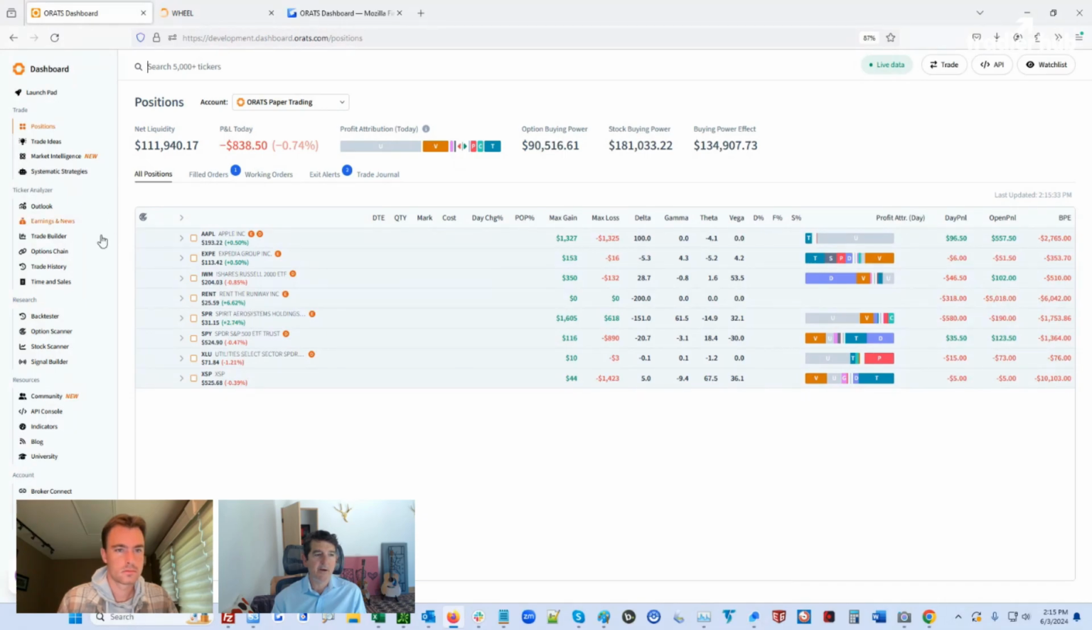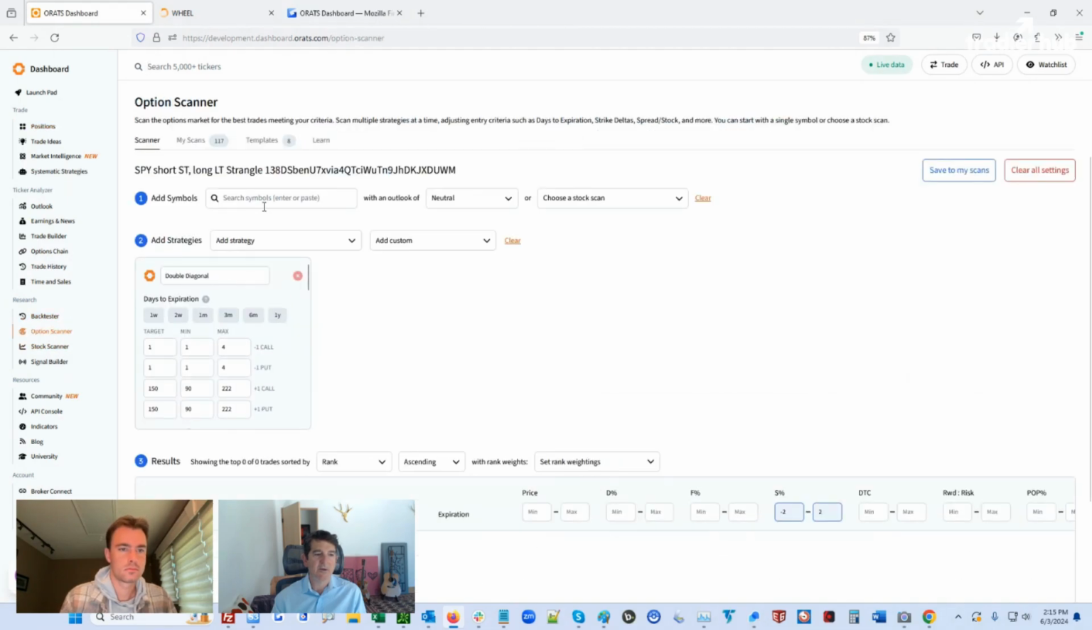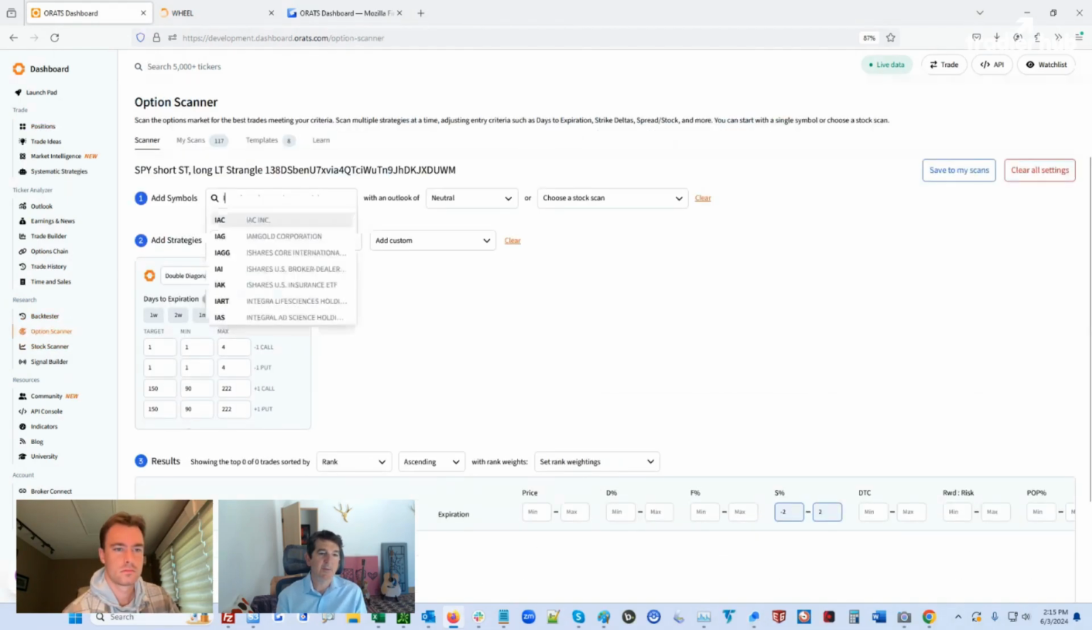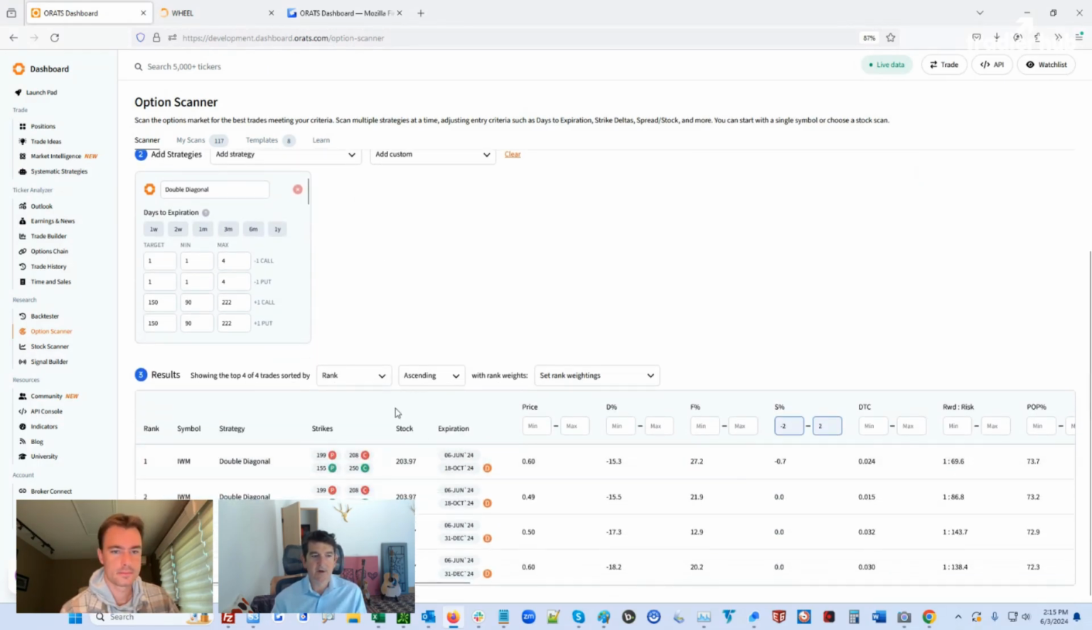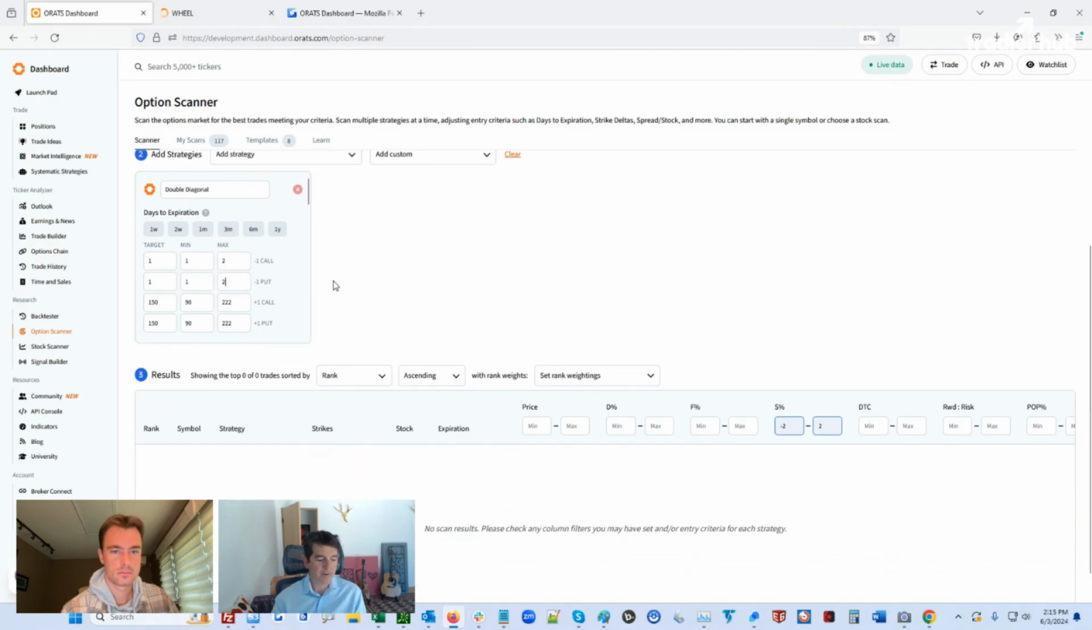Why don't we do an IWM as well. So with the option scanner, I can just change out XSP and put in IWM. And then let's see if we can get a shorter term. Nope, it's not finding any. Still nothing. Okay.